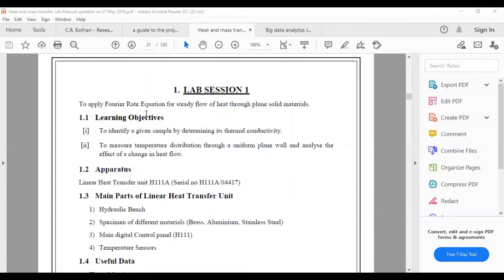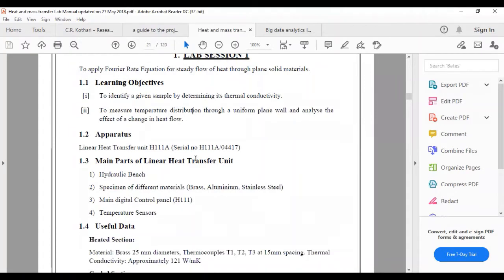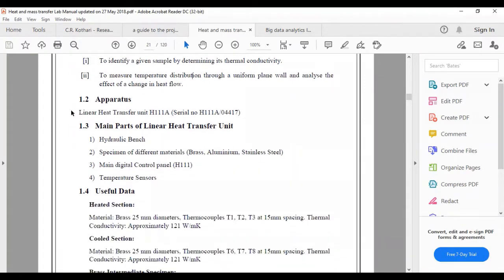The name of the experiment is to apply the Fourier rate equation for steady flow of heat through plane solid materials. It has two objectives. One is to identify a given sample by determining its thermal conductivity, and the second is to measure temperature distribution through a uniform plane wall and analyze the effect of change in heat flow. Now we will see how to perform this experiment and get the required results.